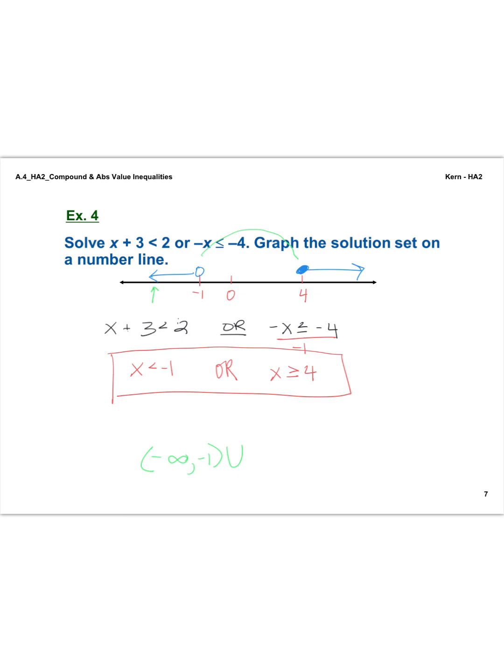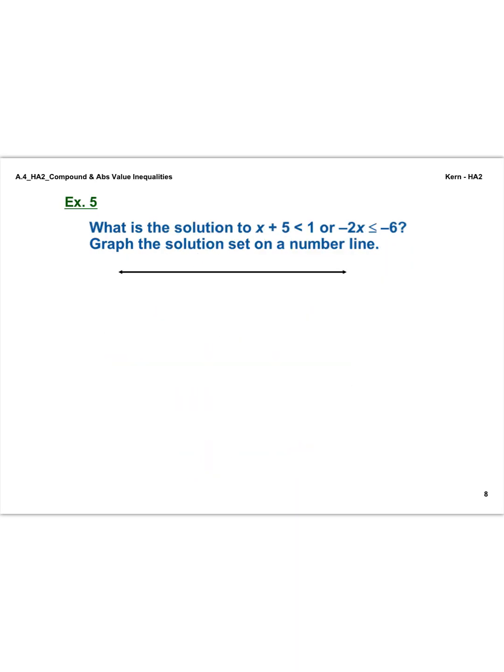Okay, so that represents a jump in the graph, and then you just pick up where you left off. So now we start at 4, bracket, because it's a closed circle, and we end at positive infinity, parentheses. Okay, go ahead and try this one.